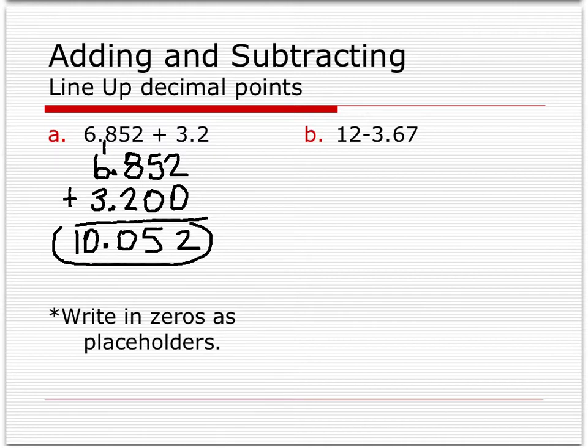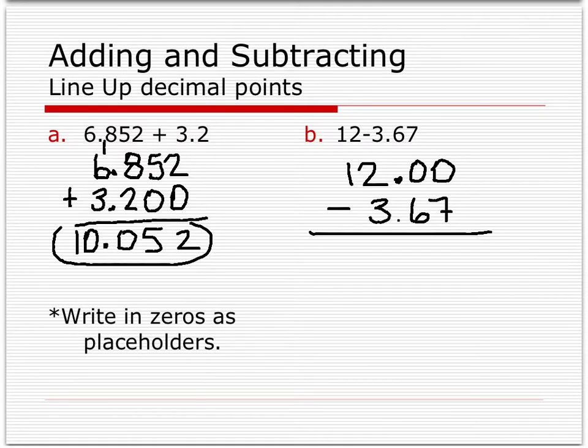In the next example, we have a subtraction problem, and that's another thing: be very careful that you look at the sign. A lot of times kids make errors simply because they go too fast and they don't pay attention to the sign. So looking at the problem, we have 12 minus 3.67. Anytime you have a number where you don't see a decimal point, you assume that the decimal point comes right after. So I'm going to put the decimal point right after 12.